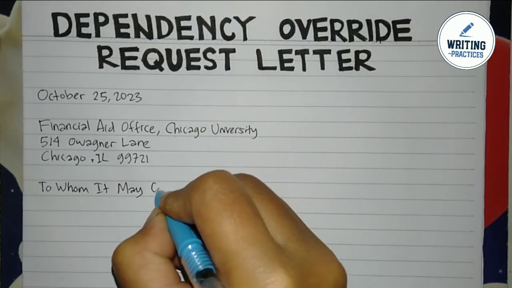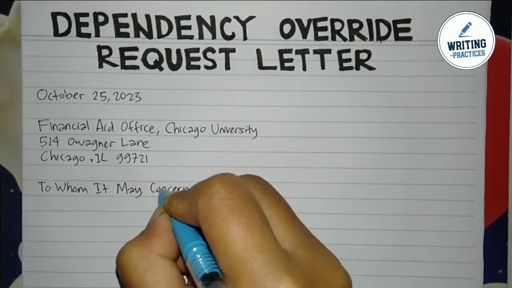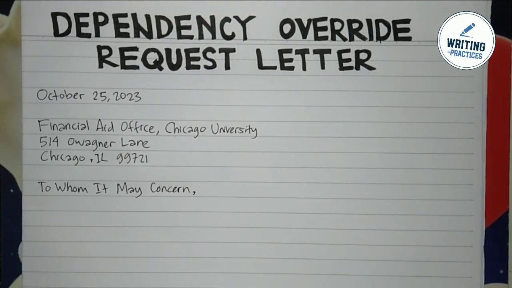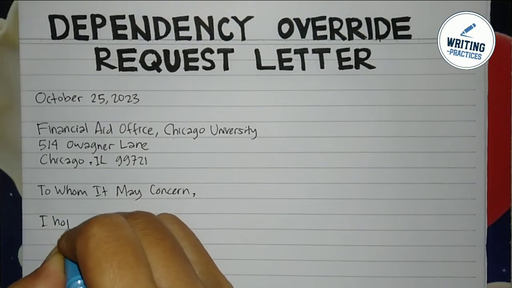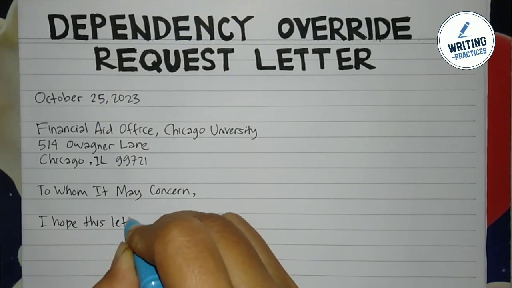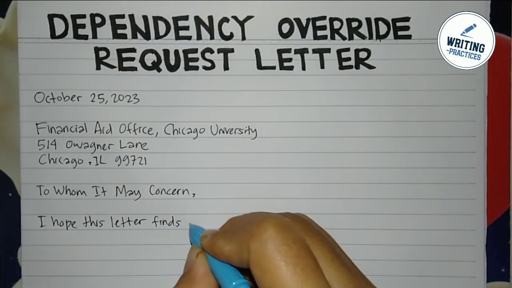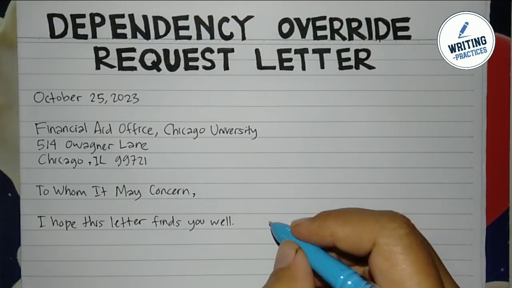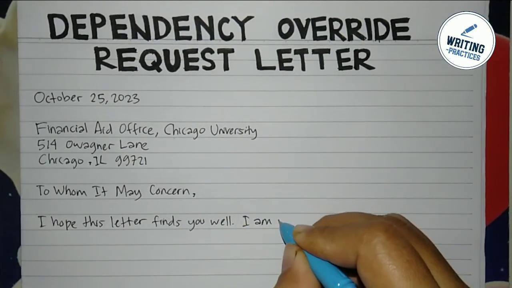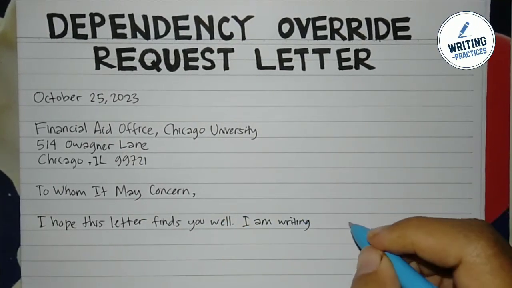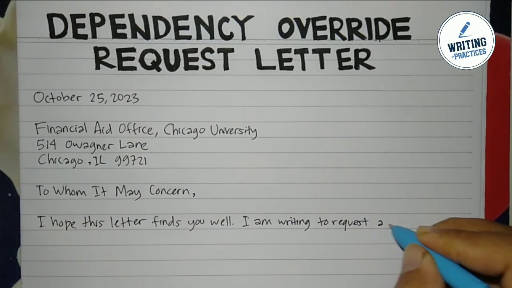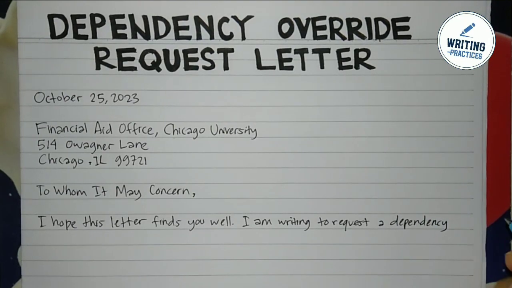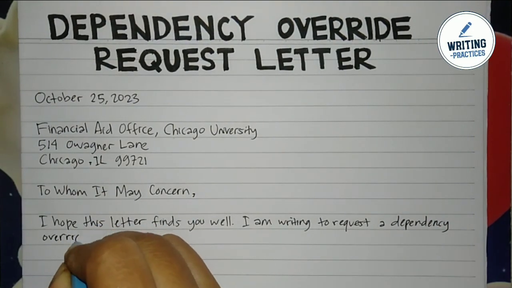And now, open the letter with salutation. Since you have no idea about their name, just simply write to whom it may concern. Or you can also write Dear Sir or Madam. In the first paragraph, you can give a warm greeting. For example, you can write, I hope this letter finds you well. And then, you need to tell the reason why you are writing this letter. Of course, you are writing to request for a dependency override.